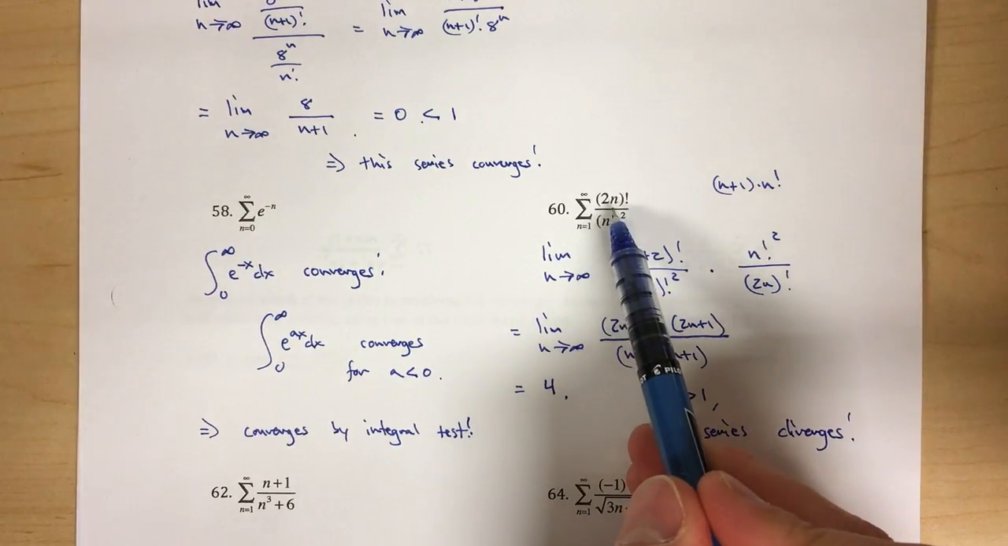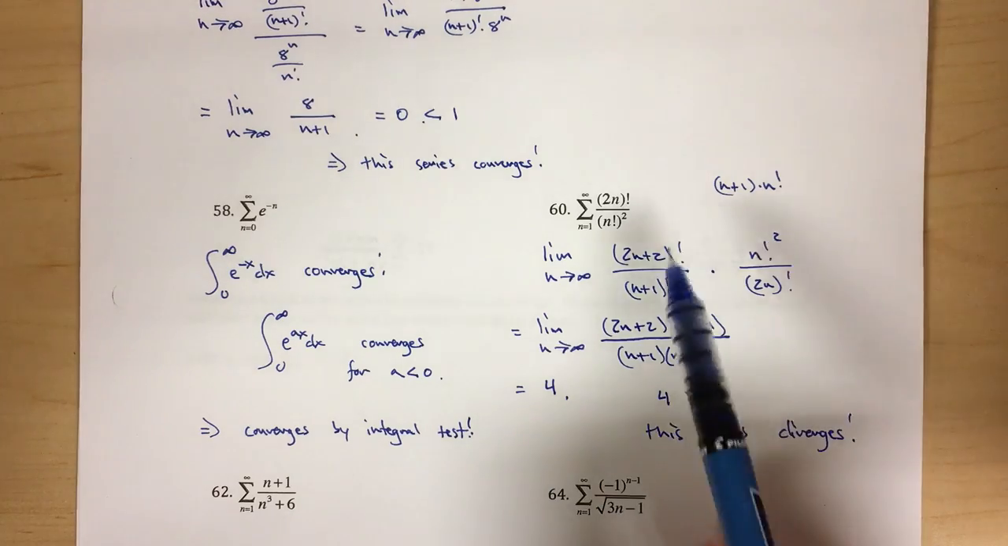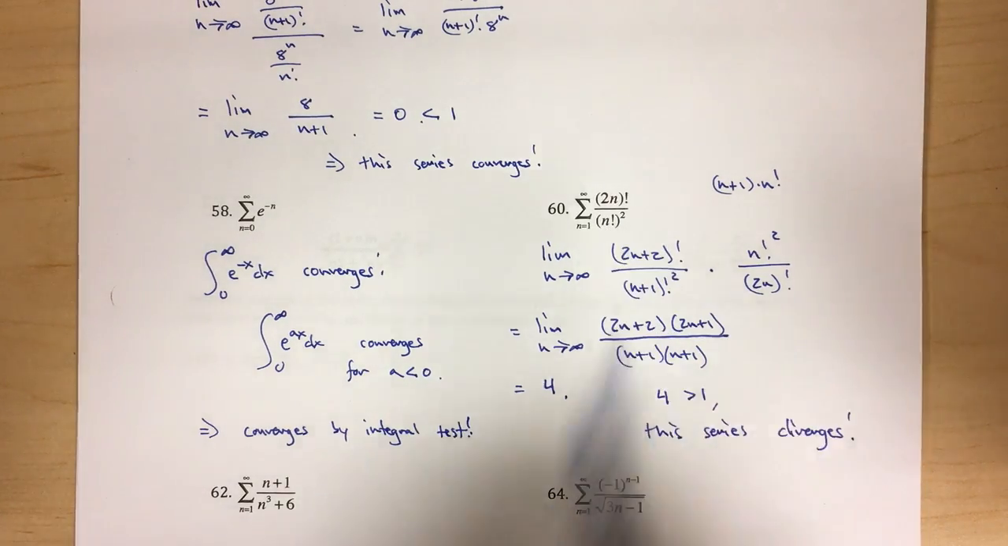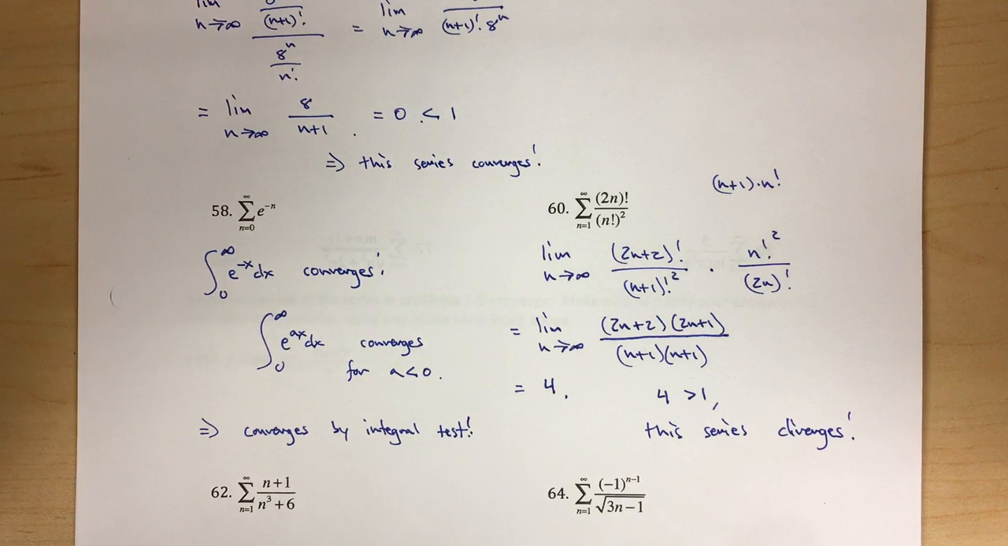So that 2 up there, that 2n factorial, is actually doing more damage than the n factorial squared. Interesting. It's a little bit surprising, but it's true.